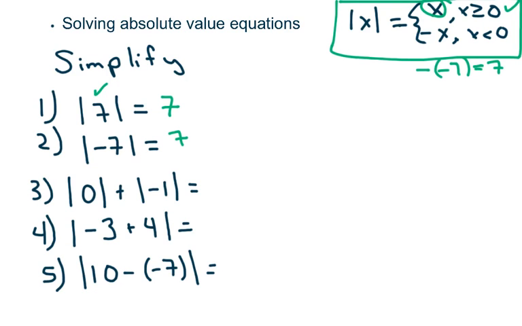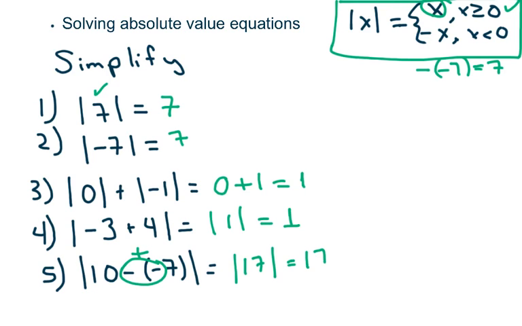Right, in this case, the absolute value of 0 is 0. The absolute value of negative 1 is 1. 0 plus 1 equals 1. This is like taking care of what's in the parentheses. We're going to get the absolute value of 1, and that equals 1. It's kind of like PEMDAS. Here, take care of what's in the parentheses. We're going to get 10. This equals plus. So 10 plus 7 is 17. That equals 17. All right, now we're going to get a little harder and harder.